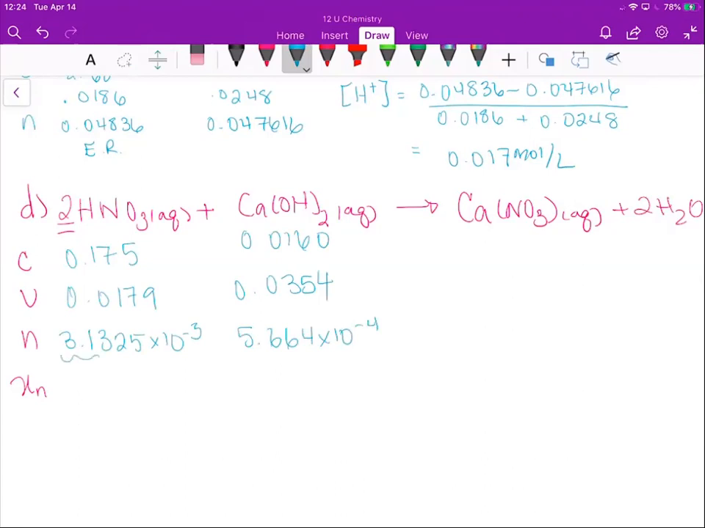The problem with this is that you need twice as many of the nitric acid as you do the calcium hydroxide. So I put this extra step where I'm going to divide my number by 2. I'm going to get 1.57 times 10 to the minus 3. And I still have 5.664 times 10 to the minus 4 over here. This is still going to be my excess reactant.